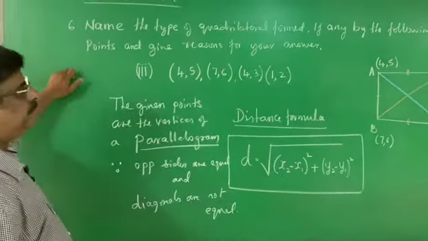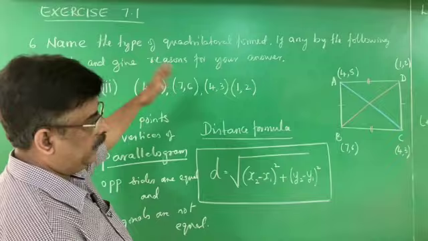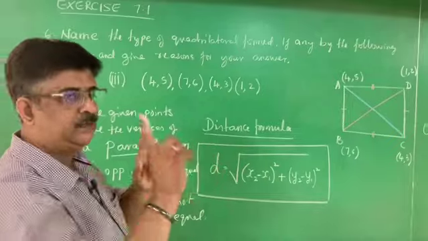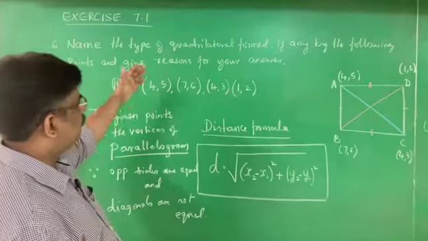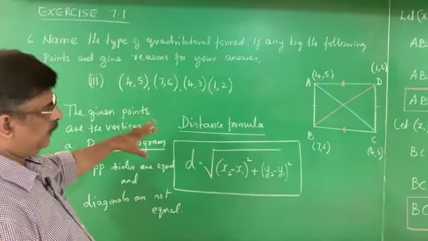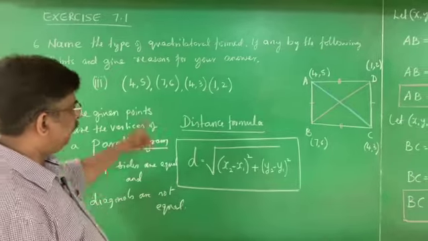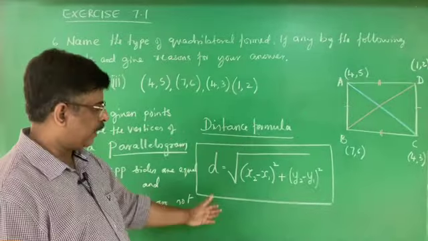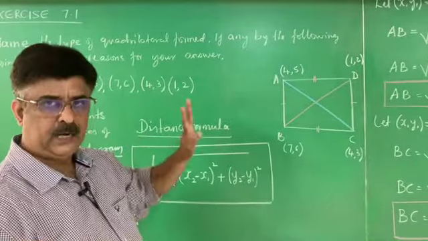I repeat once again. See, the sixth problem of this particular exercise 7.1 is a test of endurance. It is a very lengthy problem, but the formula is only one, the distance formula. Three problems I completed. They are given four vertices. All the problems are the same type. We have to check which type of quadrilateral the vertices form. For that, which formula are we using? We are using the distance formula. What is the distance formula? D is equal to the square root of (x2 minus x1) whole square plus (y2 minus y1) whole square.